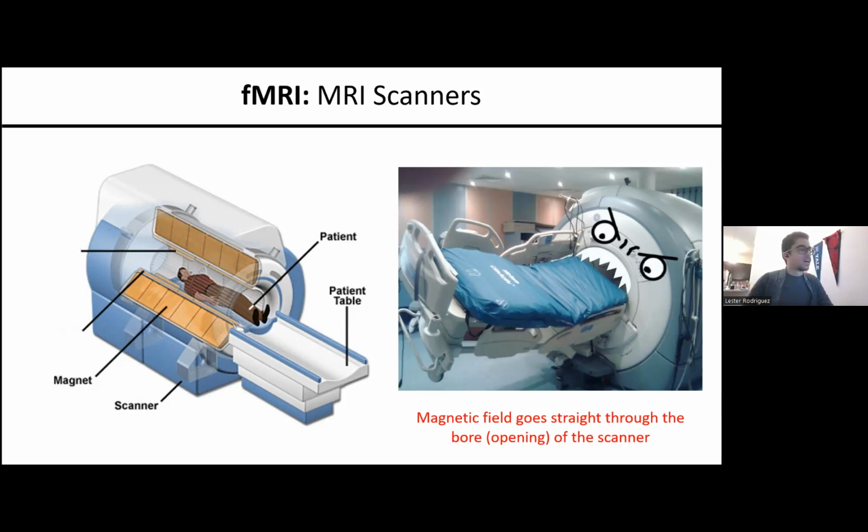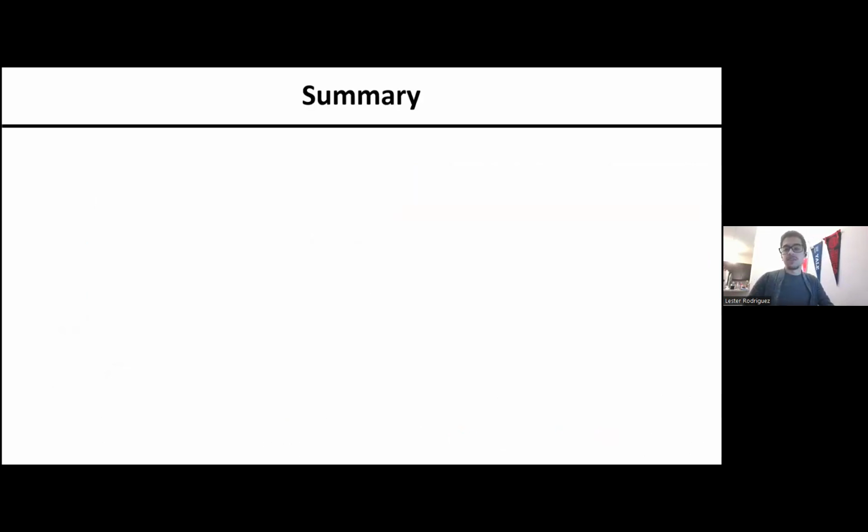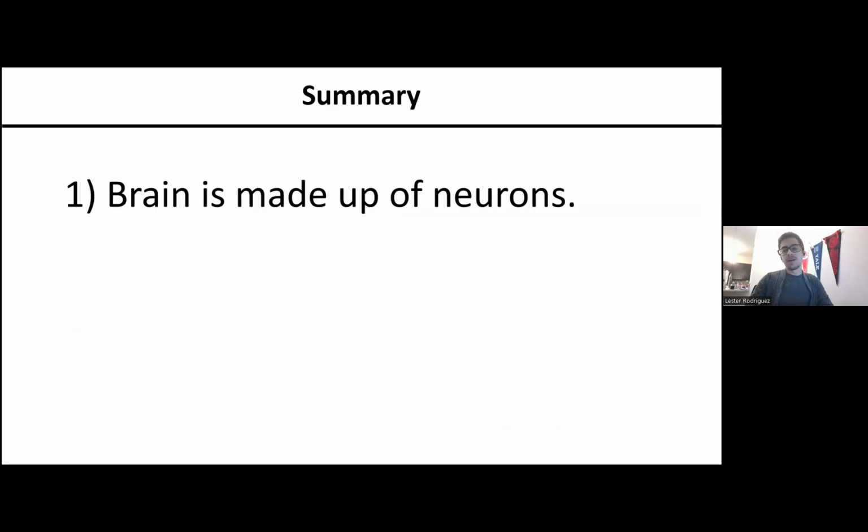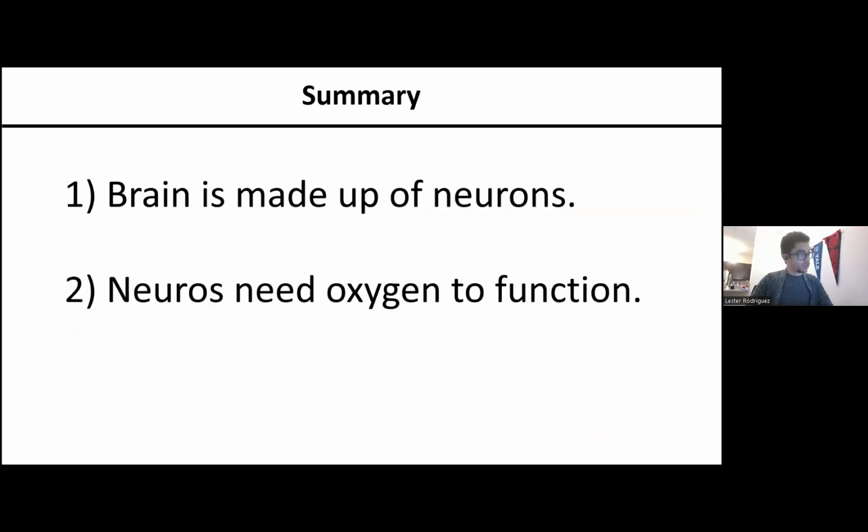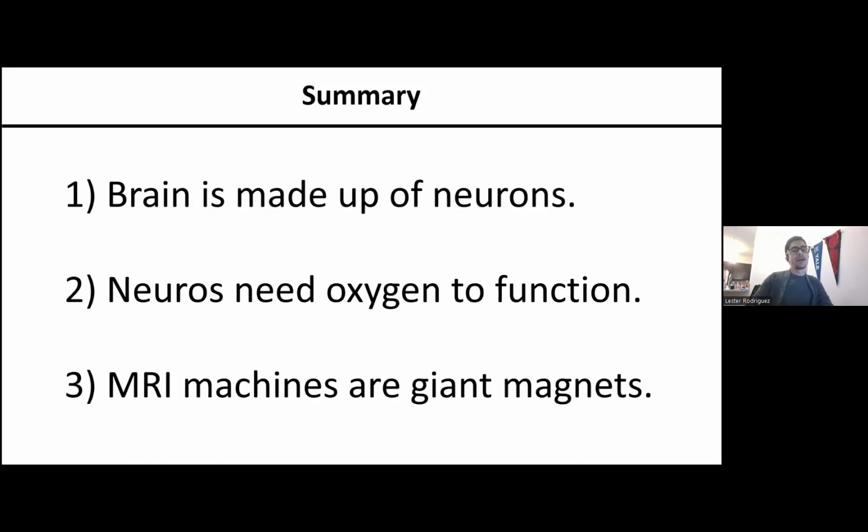Okay, so I'll summarize a few important things I have said so far to go into the last piece. Number one, the brain is made up of neurons. Number two, the neurons need oxygen to function. And number three, MRI machines are giant magnets. So everybody should have these three ideas very clearly in their heads to move on to the next part.